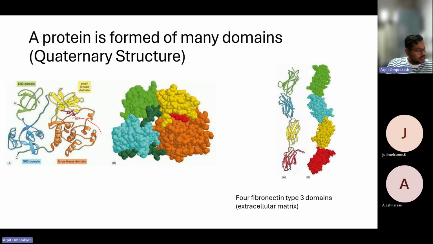It's just that this part has a different tertiary structure, this part has a different tertiary structure, this part has a different structure, and this part has a different tertiary structure. And by virtue of that tertiary structure, these all come together to form a protein molecule like this. So this is now called the quaternary structure. Sometimes some proteins are made up of many domains that are similar to each other. For example, these four fibronectin type 3 domains basically mix to form a longer chain, a longer fibronectin fiber.